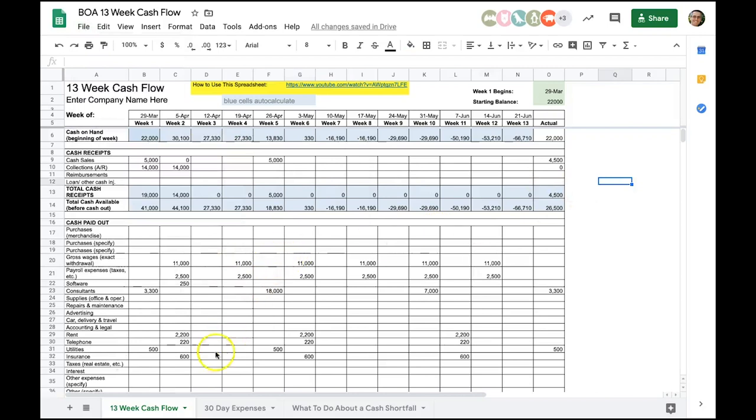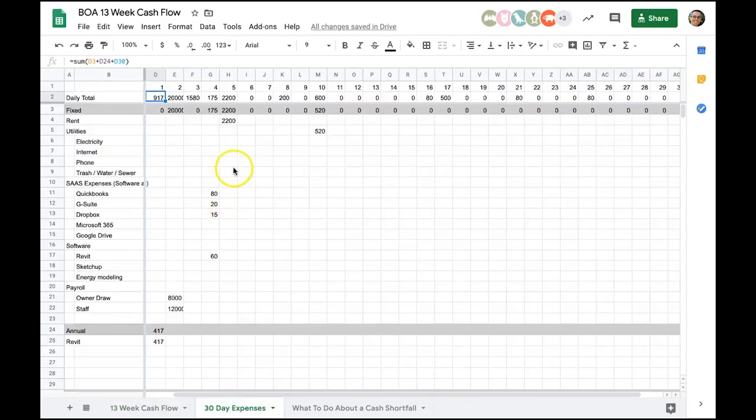The way this is set up is, here in the first tab, we have the actual 13-week cash flow statement. The second tab is a spreadsheet that's going to allow you to identify when your expenses happen throughout the month. And lastly, this last tab is what to do if we encounter a cash shortfall. So first things first, let's take a look at the 30-day expenses.